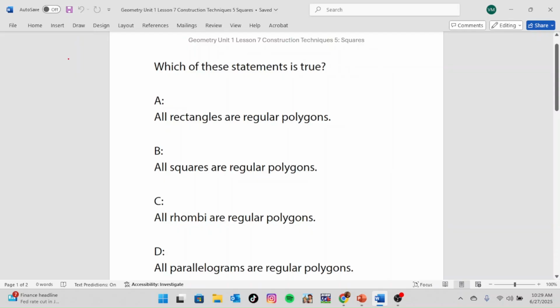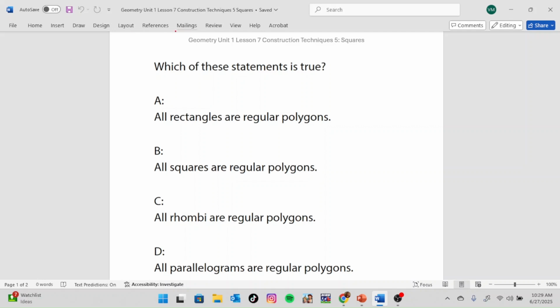Practice problem number 1. Which of these statements is true? All rectangles are regular polygons. All squares are regular polygons. All rhombi are regular polygons. Or all parallelograms are regular polygons.